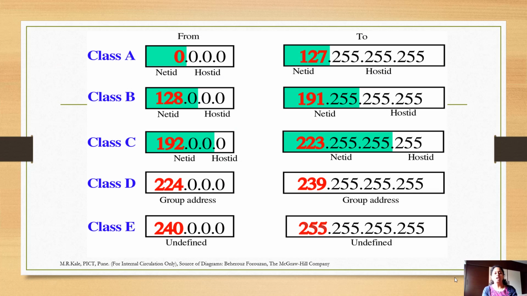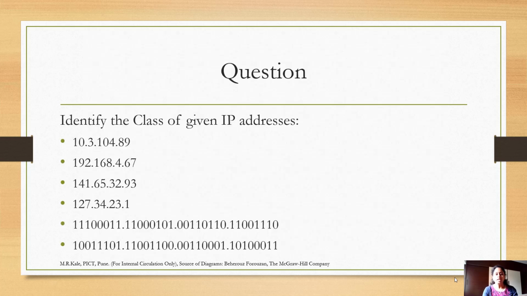You can have a look at these ranges of IP addresses, where the network ID portion is shown in green color to differentiate the various classes, and then you can take a look at the address ranges that are calculated. We also have seen the example of how the IP address ranges can be calculated from the class type. Now let us have a look at the questions.